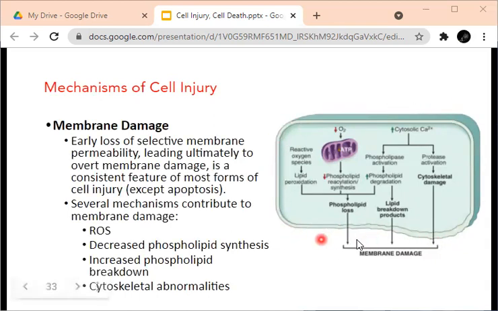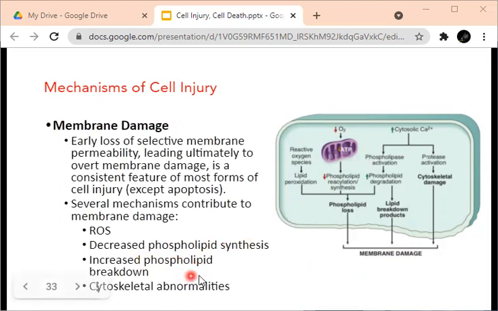cell membrane and will cause the leakage of cellular contents out of the cell. And hence, it will cause cell injury. And again, decreased phospholipid synthesis. Since our ATP production is decreased, remember ATP is responsible for cellular metabolism, all the functions of our cells, including your phospholipid synthesis. Phospholipid synthesis is part of our cell membrane.